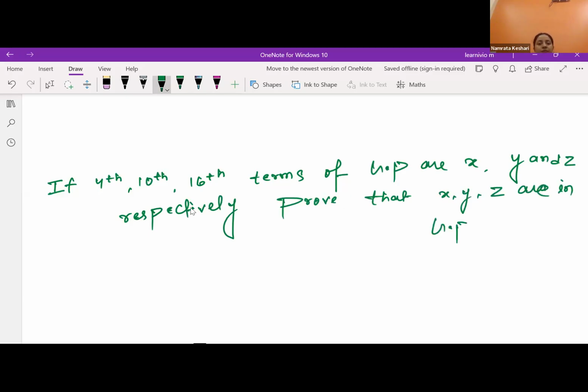We need to understand the question. Let's see what the question is trying to say. If the fourth term is x, the 10th term is y, the 16th term is z, then prove that x, y, z are in GP. X, Y, Z, or maybe A, B, C, or maybe A, B, C, D, or anything is in GP only when the ratios are the same.